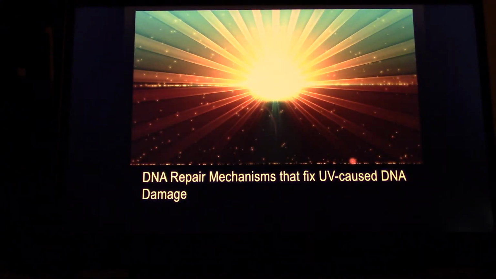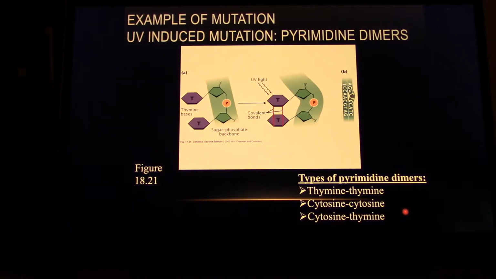So the sun is gorgeous. We like sunny days, but the sun also causes UV damage to our DNA. So DNA repair mechanisms that fix UV-caused DNA damage do exist. And here's what typically happens with UV. So we have a UV-induced mutation. A pyrimidine dimer is shown here. What does that look like?